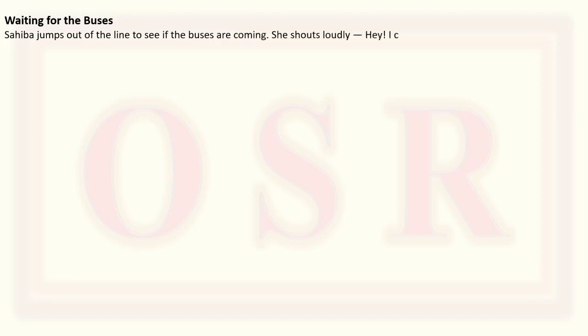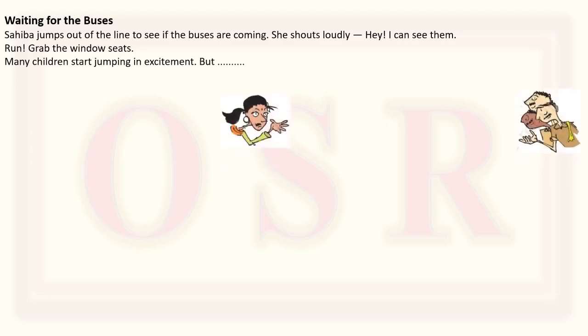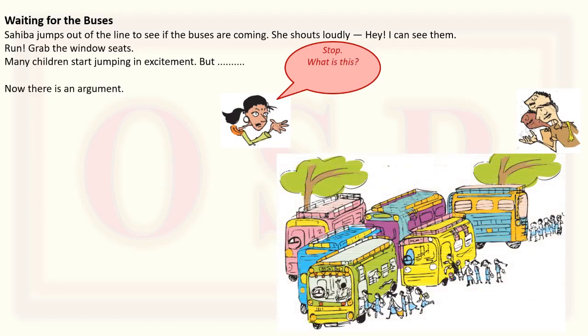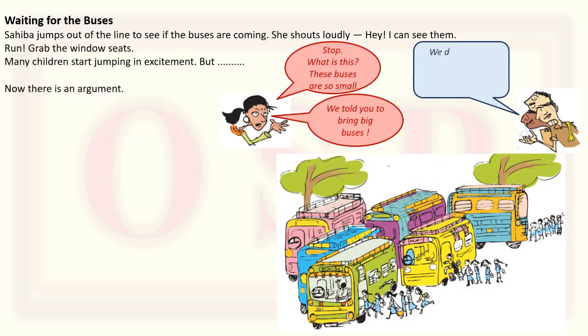Waiting for the buses. Sahiba jumps out of the line to see if the buses are coming. She shouts loudly, hey, I can see them. Run, grab the window seats. Many children start jumping in excitement, but now there's an argument. Teacher says, stop, what is this? These buses are so small. We told you to bring big buses. Bus operator says, we did not have enough big buses, so we got many mini buses.